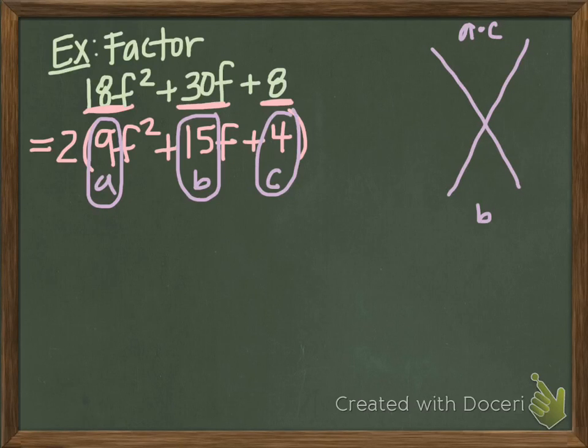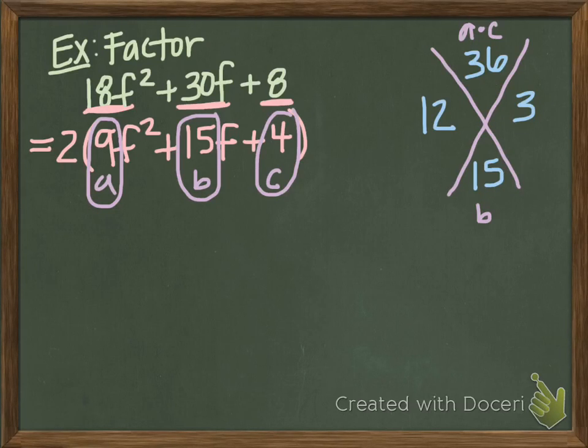A times C, or 9 times 4, is 36. Our B is 15. Step 4. What two numbers multiply to make 36 and add to make 15? So let me just first think of numbers that multiply to make 36. 6 times 6 makes 36, but 6 plus 6 is not 15. Okay? 12 times 3 makes 36, and 12 plus 3 makes 15. So these are the ones I want to use.